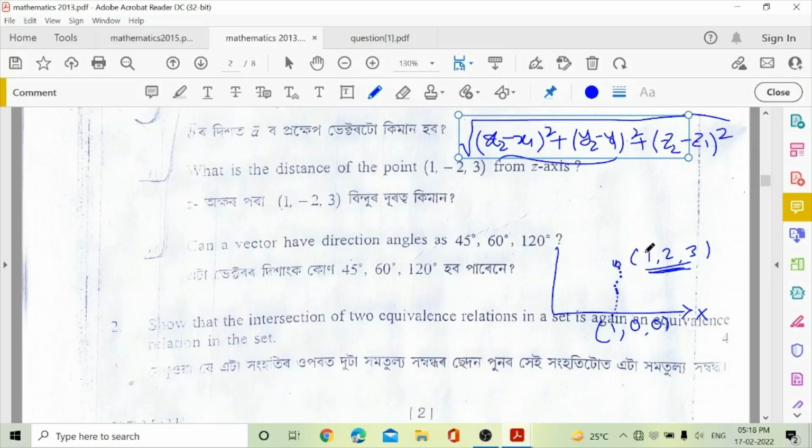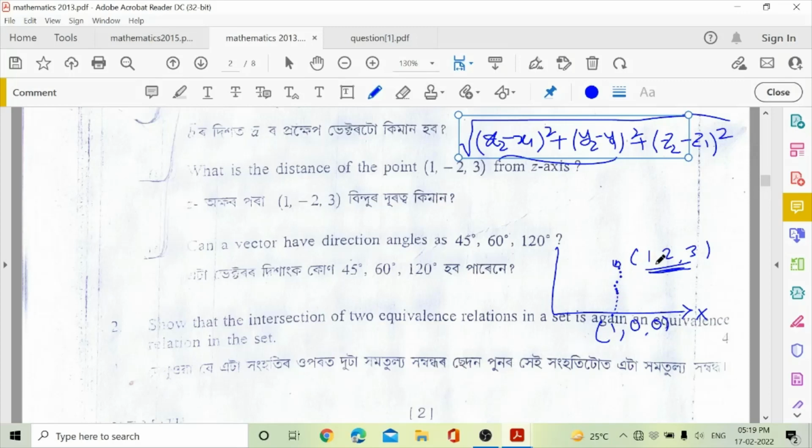That's why whenever you have to find the distance of a point from any axis, any plane or any line, you have to imagine this point on that line or that plane. So here, as this is the x-axis, we are going to consider this point on the x-axis as 1, 0, 0, because on the x-axis the y and z components become 0. We are going to find this distance.